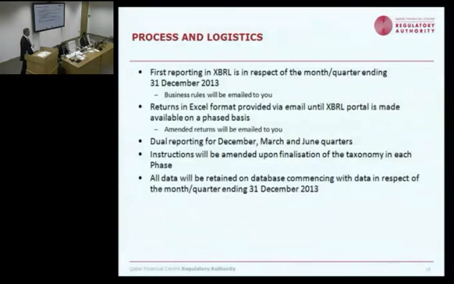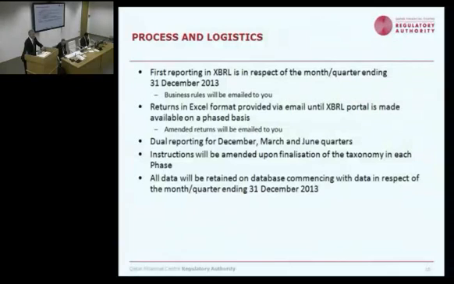Returns in Excel format will be emailed to you, and please attach it to your ESS filing. But use the file that I send you today or tomorrow, which has the required front page, which is validated to make sure that the two tie up. To re-emphasize, yes, there is dual reporting. We do call this a parallel run for obvious reasons, because it is a parallel run.